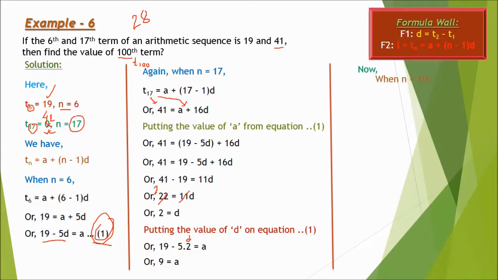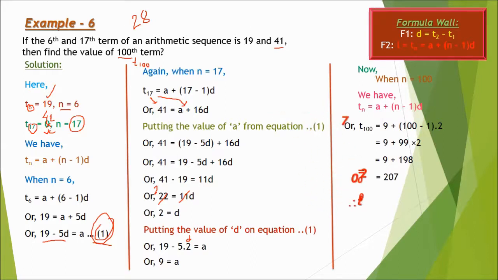Now when n is equal to 100, we can substitute the value of a, d and n. Then T100 equal to, we know that's the formula of Tn. T100 equal to a plus, we can directly write 99d. Then we can substitute the value, that will be 207. Therefore T100 equal to 207.